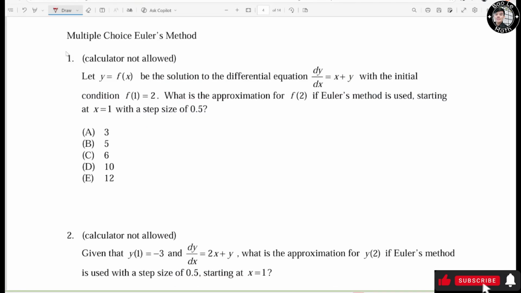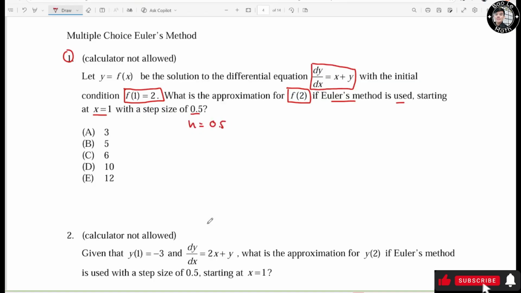Now let's move on to question 1. Let y equals f(x) be the solution to the differential equation dy over dx equals x plus y with the initial condition f(1) equals 2. What is the approximation for f(2) if Euler's method is used starting at x equals 1 with step size h equals 0.5?